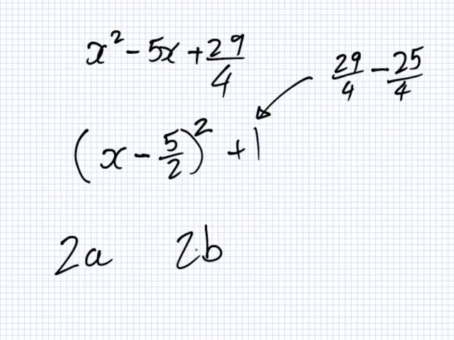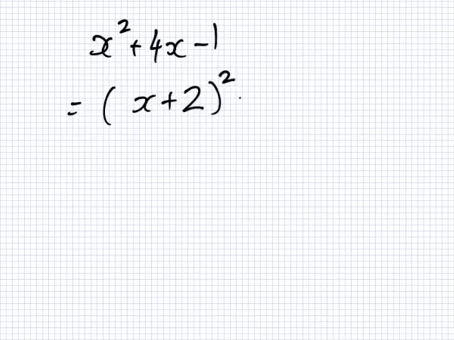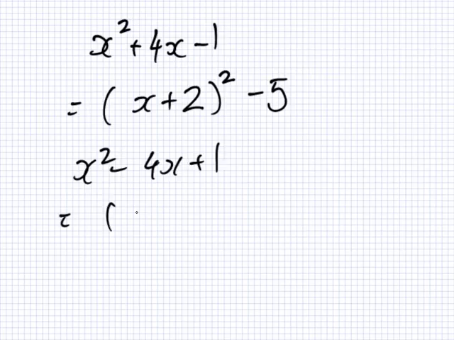Finished? Okay, ready? x squared plus 4x minus 1. So that's x plus 2 squared, and then minus 5. And then the next one is x squared minus 4x plus 1. So that is x minus 2 squared. So that's 1 minus 4, minus 3. Yeah, of course.